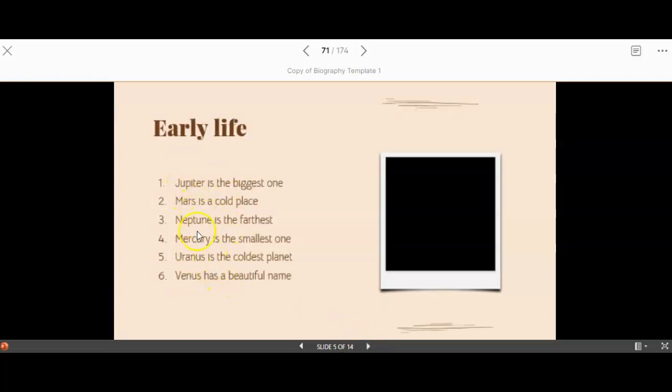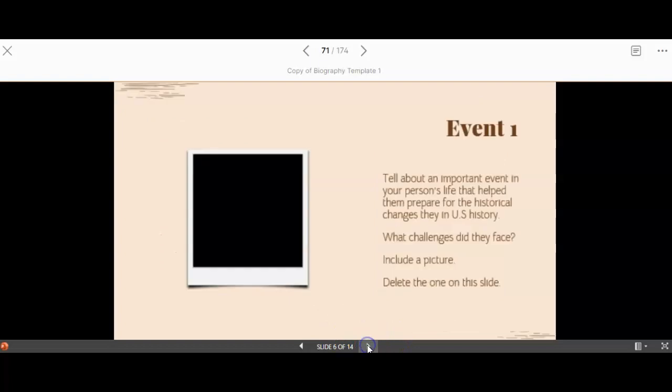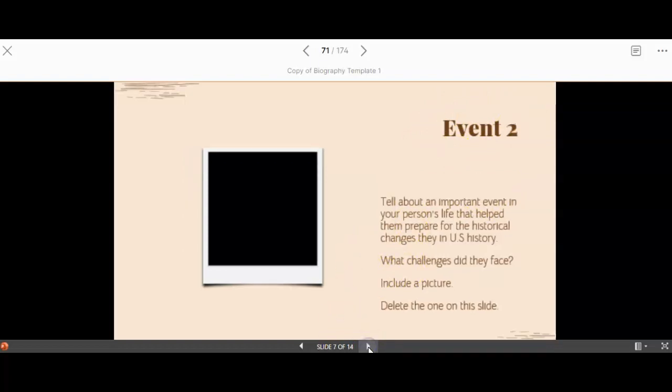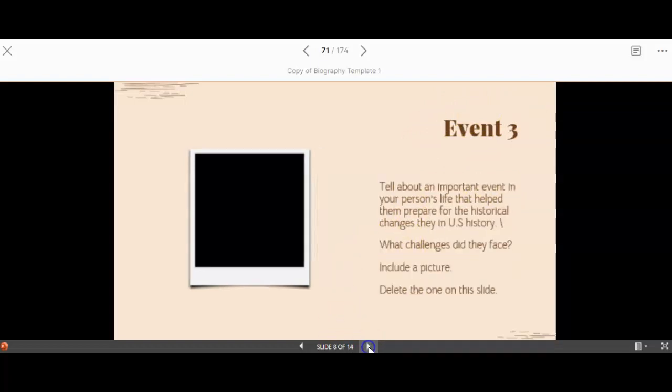I know Jupiter and Mars, that's science, but this is just showing you the main points of that person's life. You're going to type over these. You don't need to have 6, but you need to have a few. And then event, one historical event that they were part of. Another one. And another one. 3 main events, like 3 things that they did in U.S. history to change the way that history was.